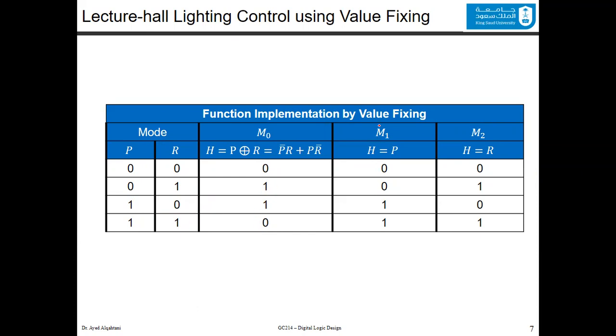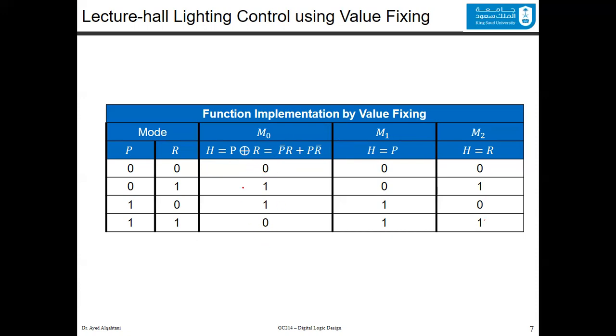In mode 1, the podium will control it. So whenever the podium is 1, the output will be 1. So the podium switch now is in control. And in mode 2, the rear switch is in control. So whenever the rear is 1, the output is going to be 1. We can get the function of each one of these modes.